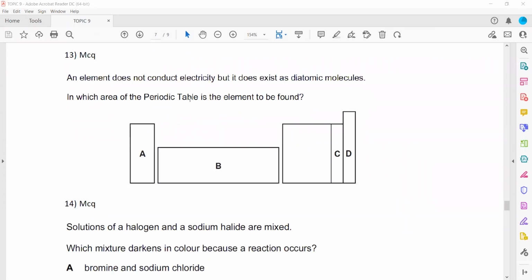An element does not conduct electricity. This gives an idea it should be a non-metal. So A and B are metals. A and B both are metals, so it cannot be an answer. But it doesn't exist... but it does exist as a diatomic molecule. So it cannot be D.